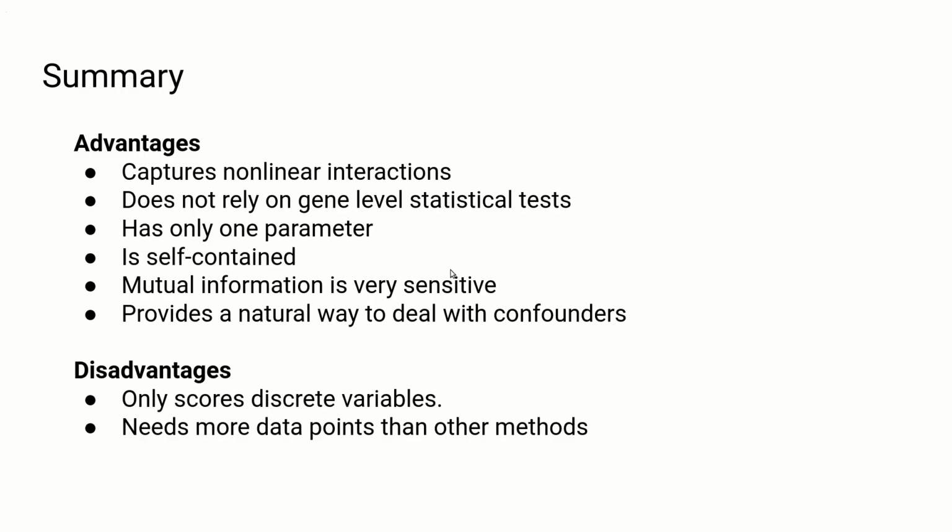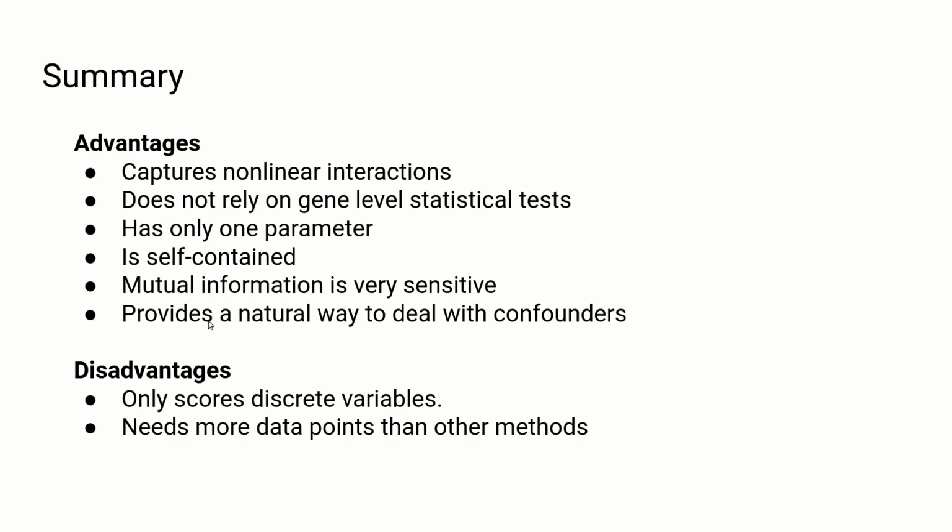In summary, some advantages and disadvantages of our method. Well, it captures nonlinear interactions, it does not rely on gene-level statistical tests, and it has only one parameter, which is the number of neighbors we use for the graph. And that parameter doesn't have a big influence on the final results. The test is self-contained. That means that to score a pathway, we only need to look at the genes of that pathway. Also, mutual information is very sensitive, so we can capture with high confidence even small effects.